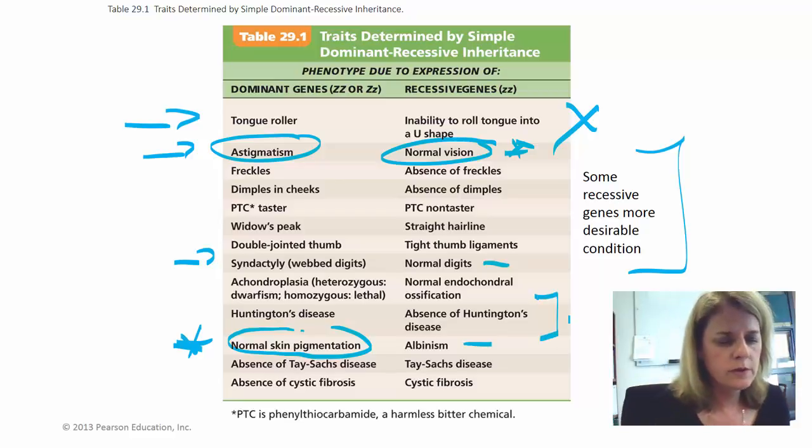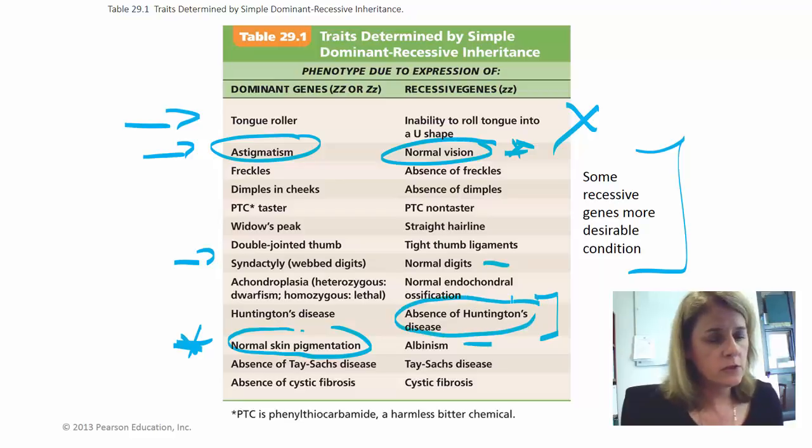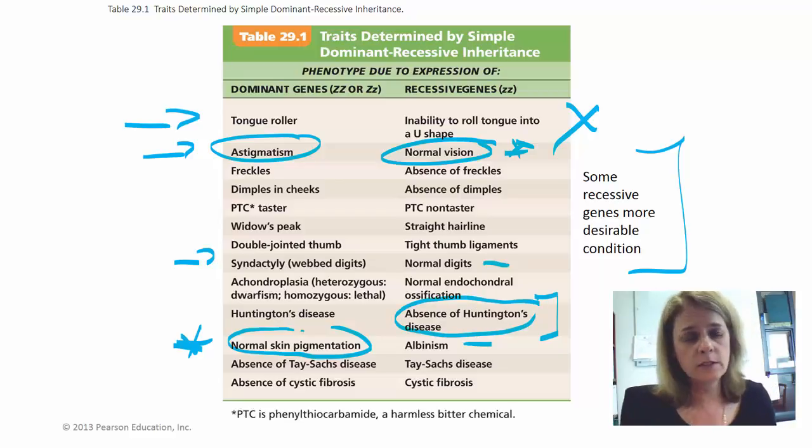Here's an important one, something called Huntington's disease, which is a genetic disease. Typically, it's fatal. If you have the dominant allele for that, you will get Huntington's. But if you have the recessives, you won't get Huntington's. So obviously that's the desired condition. So again, just with the understanding that recessives can be the desired condition.